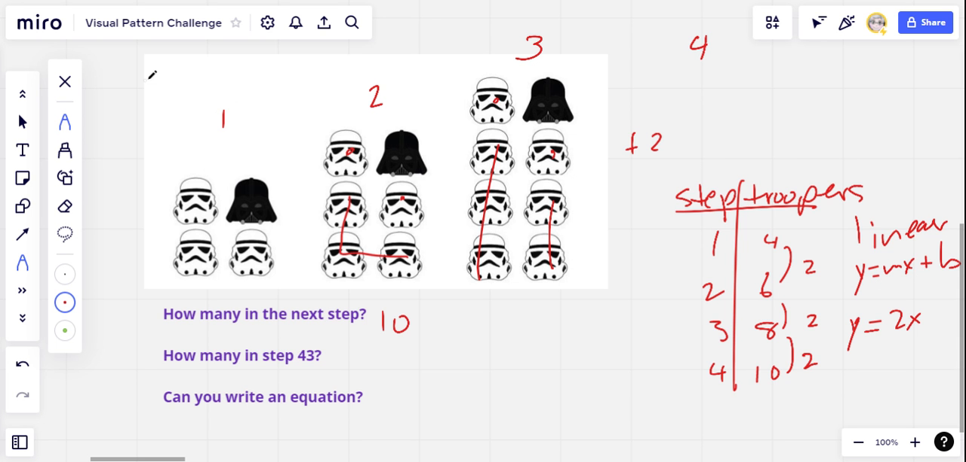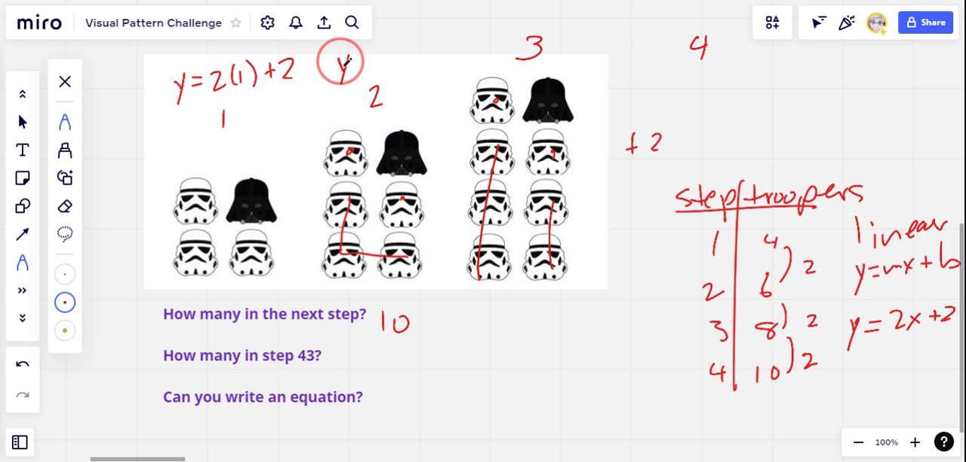So x is the step number. So if we plug in 1 for x and calculate that, 2 times 1 is 2, we're missing 2, right? There needs to be 2 more here. So we'll just add 2, and that will be the b. So y equals 2x plus 2 should be our equation.